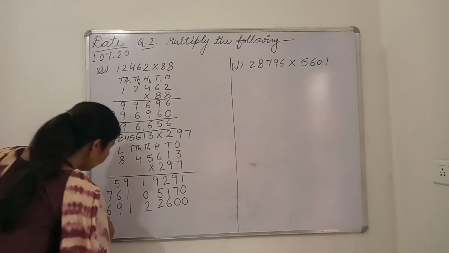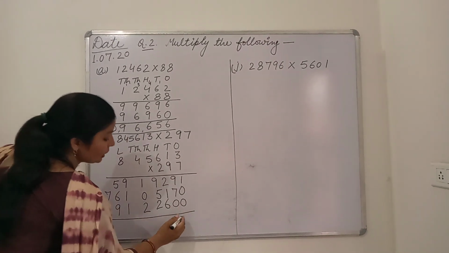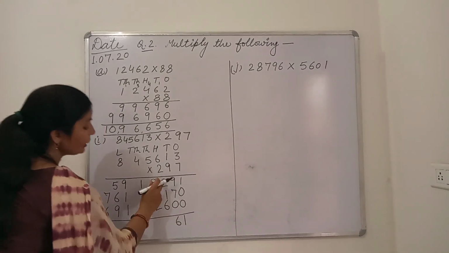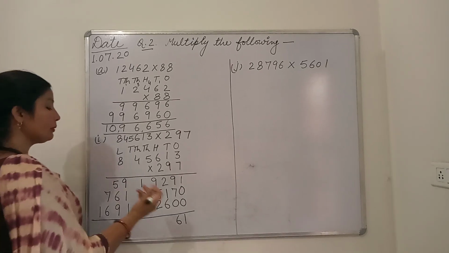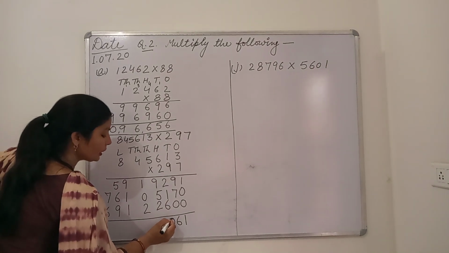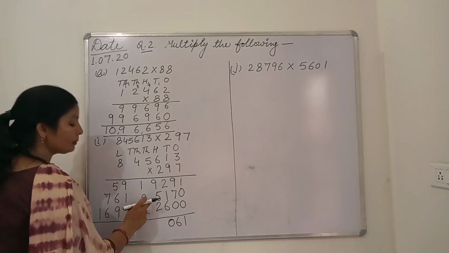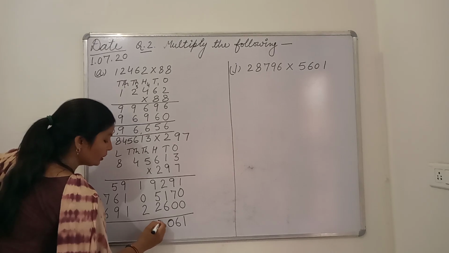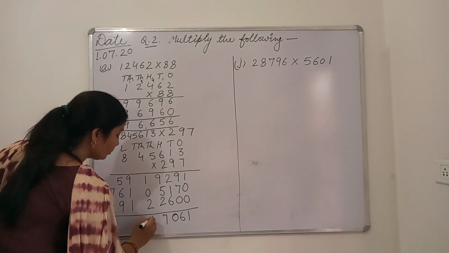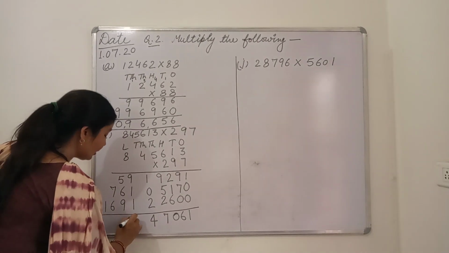Now we will do addition. So we should add them. Now 1 plus 0, that is 1. 9 plus 7, 16. 1 carry. 2 plus 1, 3. 3 plus 1, 4. 4 plus 6, 10. 1 goes carry. In 10 we have 1 carry. 9 plus 1, 10. 10 plus 5, 15. 15 plus 2, 17. 1 carry. 1 plus 1, 2. 2 plus 2, 4. 9 plus 1, 10. 10 plus 1, 11.